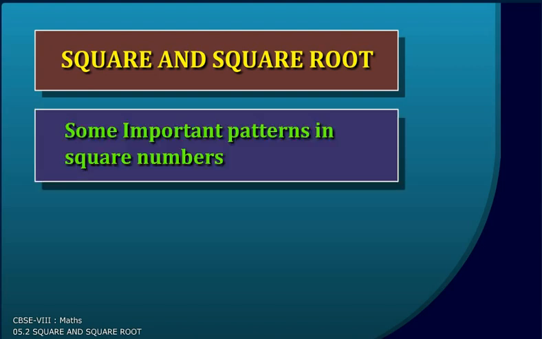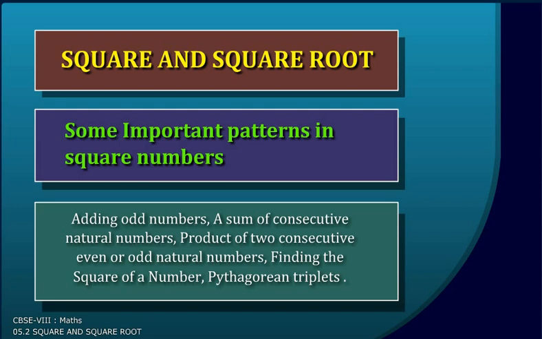Square, and some important patterns in square numbers: adding odd numbers, a sum of consecutive natural numbers, product of two consecutive even or odd natural numbers, finding the square of a number, Pythagorean triplets.